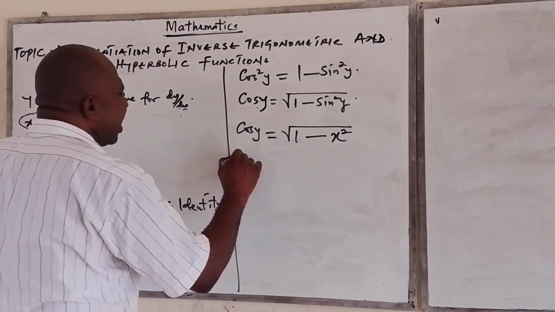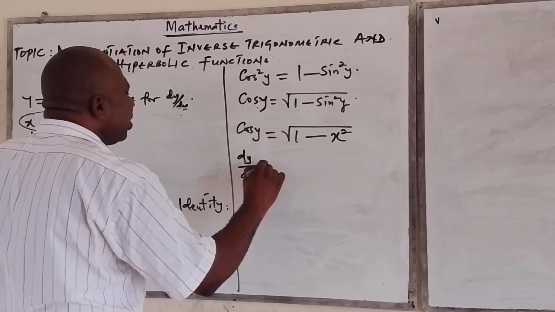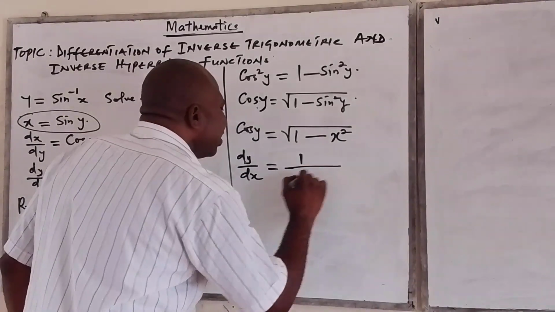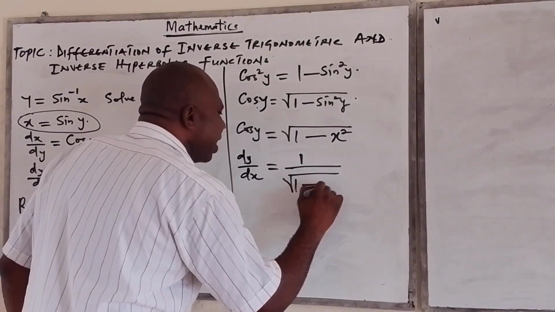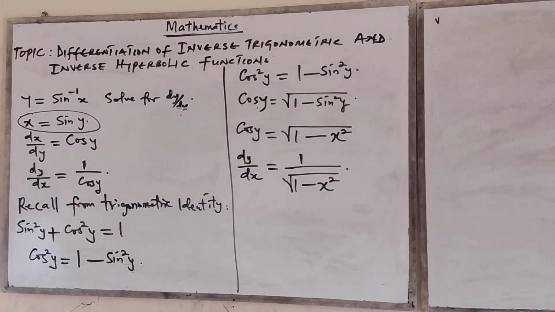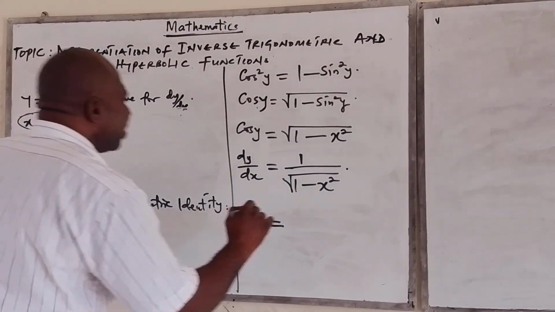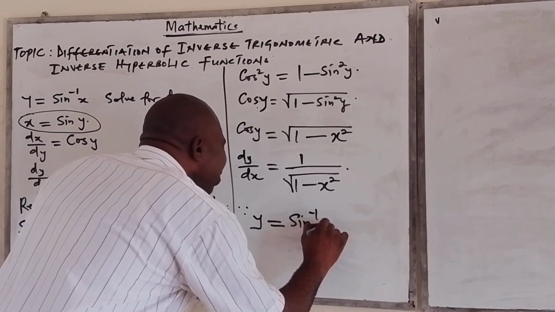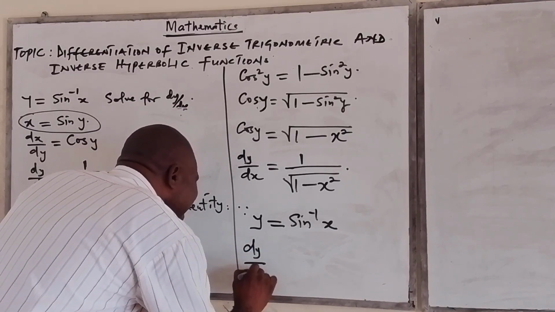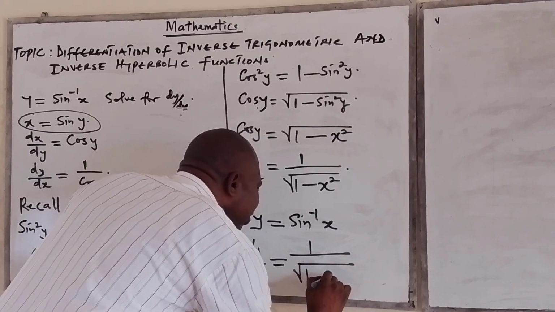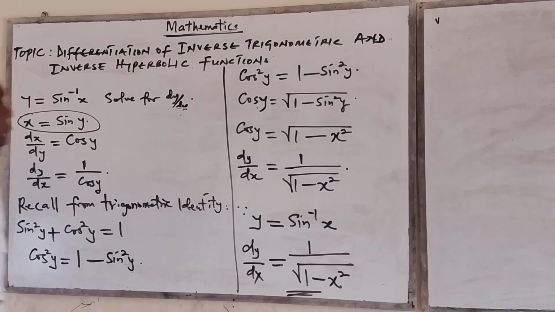Now coming back to dy/dx. Look at it: dy/dx is equal to 1 over cos y. So it means here we have 1 all over the square root of 1 minus x squared. So that is the value of dy/dx. It therefore means that if y is equal to the sine inverse of x, dy/dx will be equal to 1 all over the square root of 1 minus x squared.